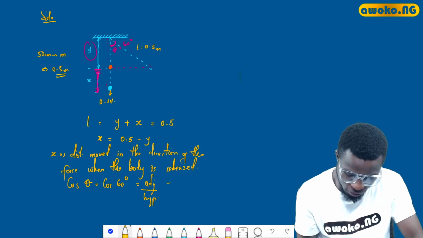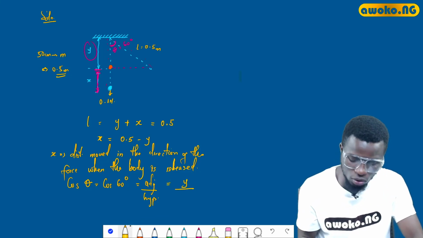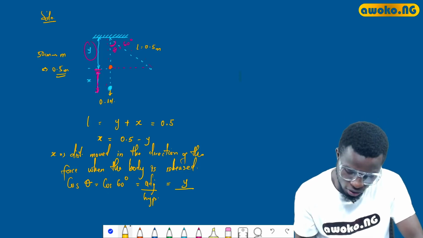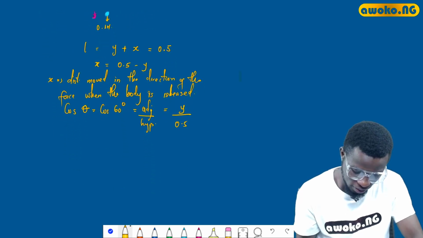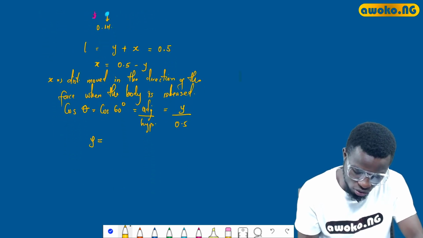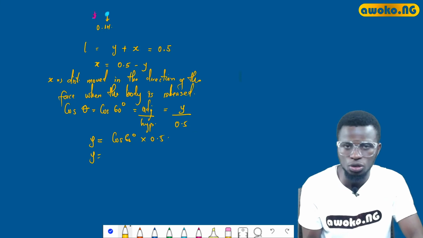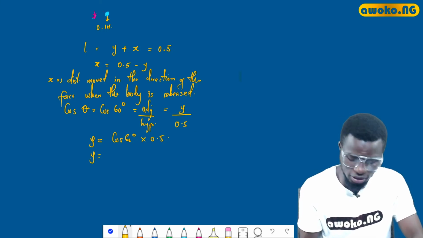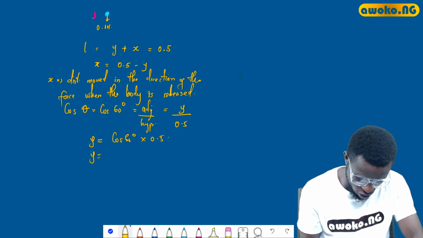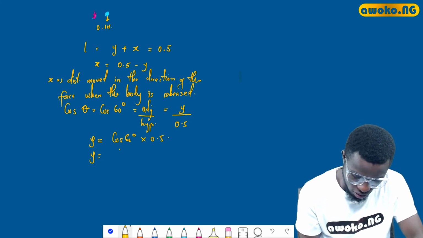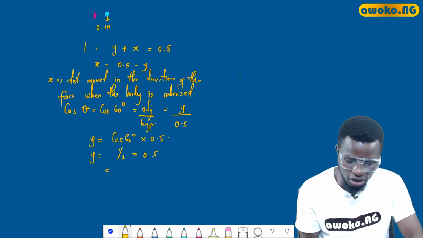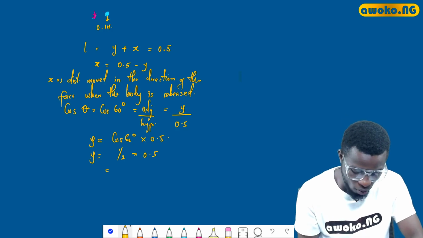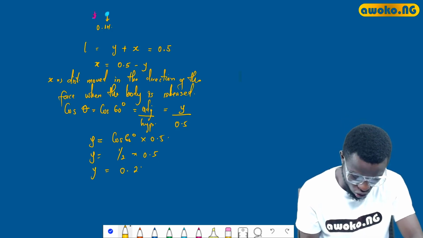So cos theta equals y, cos 60 equals y all over our hypotenuse, which is equal to 0.5. And if we do that, we will have our y to be equal to cos 60 degrees times 0.5. If you punch your calculator or use your trigonometric identities, you realize that cos 60 degrees is equal to 0.5, which is same as 1 over 2 times 0.5. If you multiply through or divide through, you realize that y is equal to 0.25.